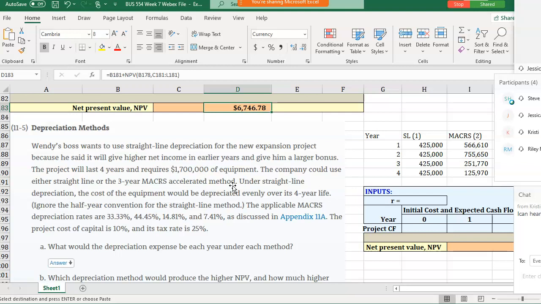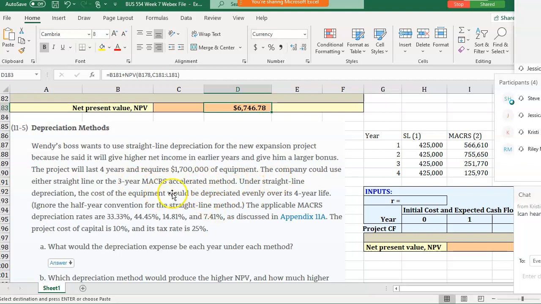So this is Wendy's boss, who wants to use straight line depreciation for a new expansion project because he said it will give higher net income in early years and give him a larger bonus, right? It's all about the bonus. The project will last 4 years and require $1.7 million worth of equipment. The company could use either straight line or the 3-year MACRS accelerated depreciation method.